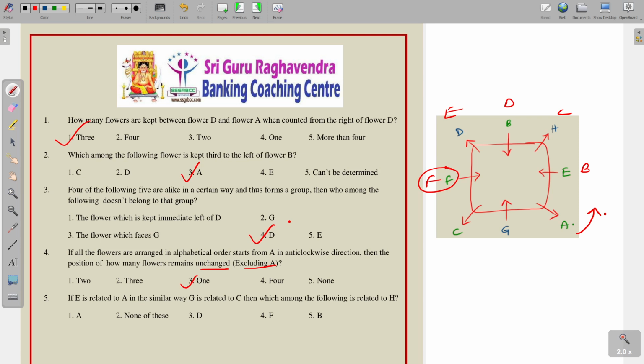Next, E is related to A, and similarly G is related to C. E is related to A, both are immediate neighbors, and A is on the left of E. And G is related to C, so G here and C here, C is on the left of G. Then which among the following is related to H? Who is on the left of H? That is B, so B is the answer.